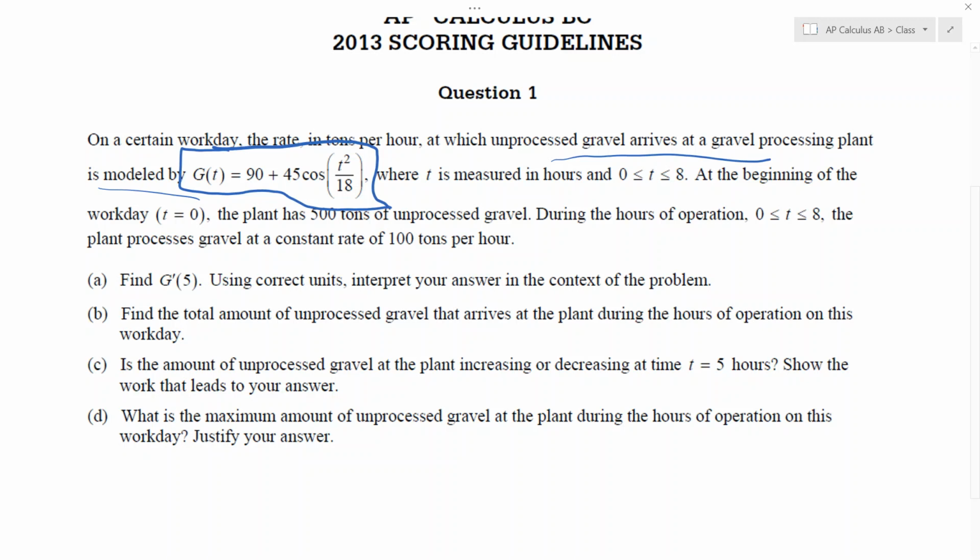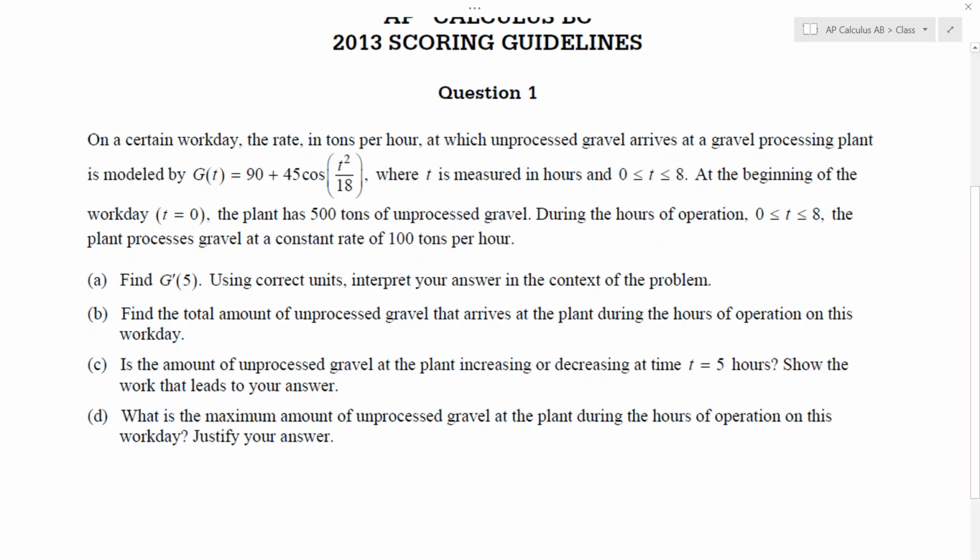They also tell you, and you got to read this carefully because I know it's easy to miss, at the beginning of the day there are 500 tons. That allows us to find how much there is at any other time, as long as we know the total rate of change. And they tell us the rate at which it exits is just 100 tons per hour. I keep telling you, read this whole thing. Make sure you understand what they're telling you. Otherwise, it's going to make these questions impossible.